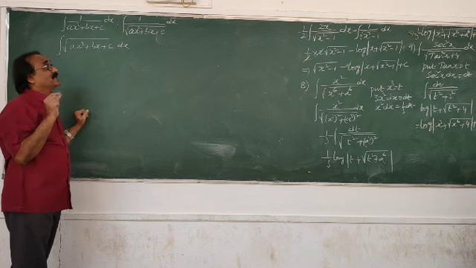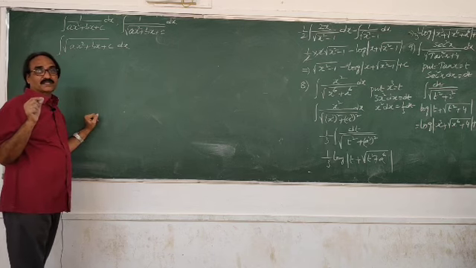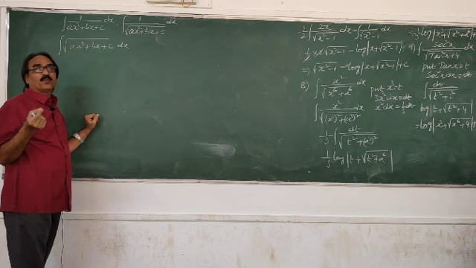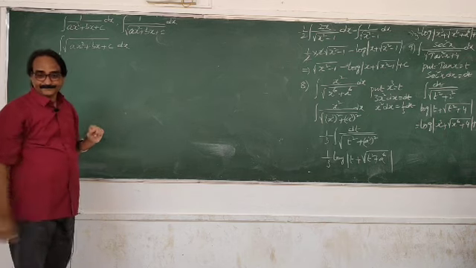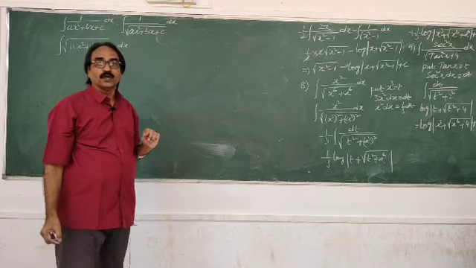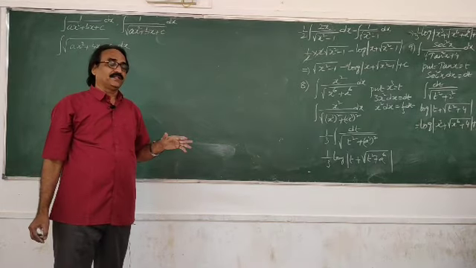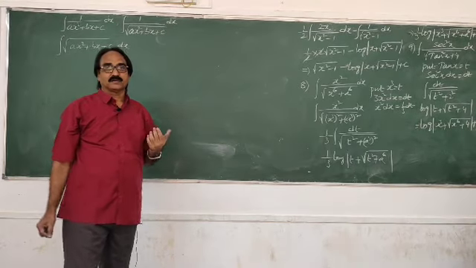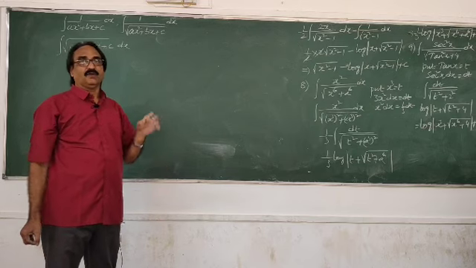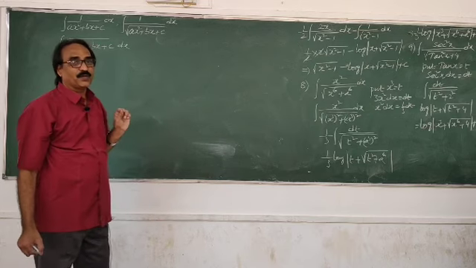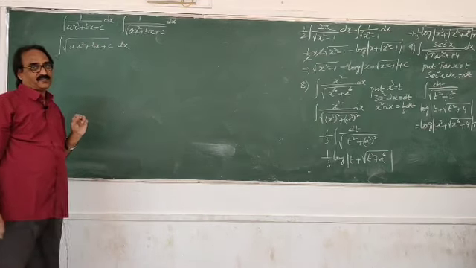Whenever a problem is given in one of these 3 forms, whatever the ax square plus bx plus c quadratic expression is, we should put it into perfect square form. I think you know this from school days, but anyhow, once again I'll explain how to write it in perfect square form.